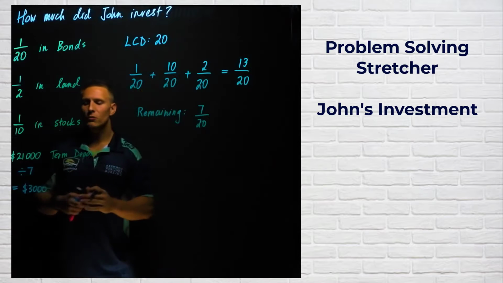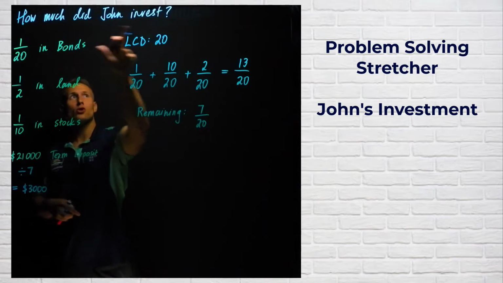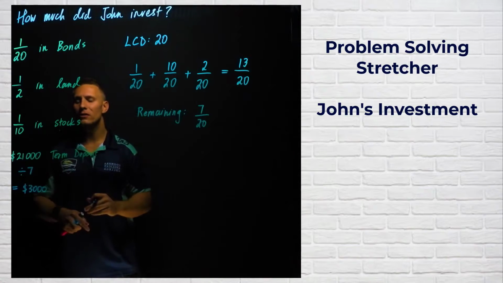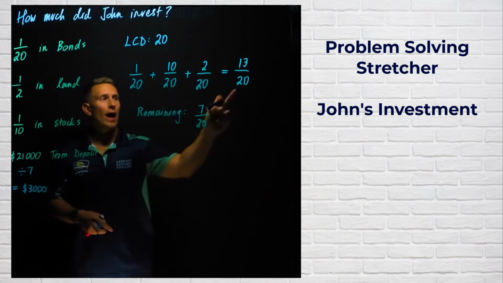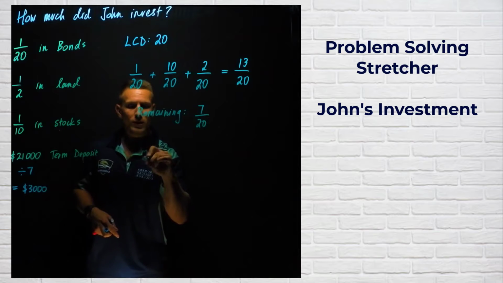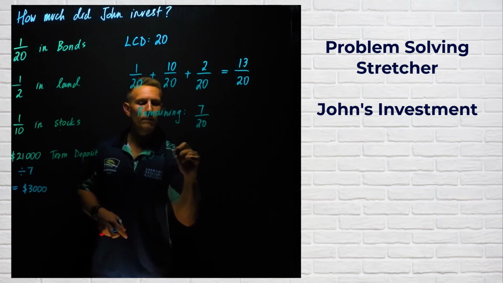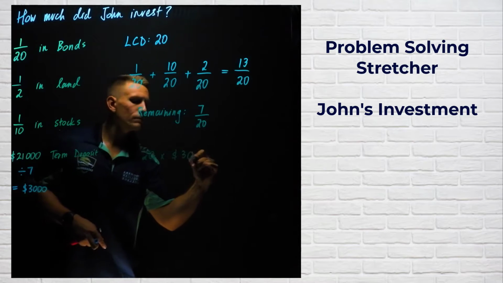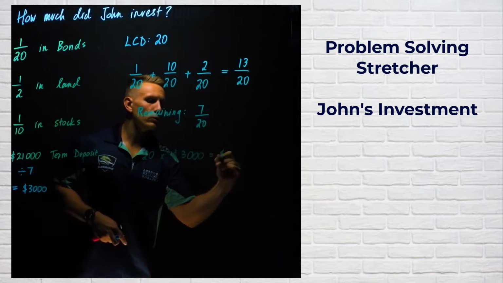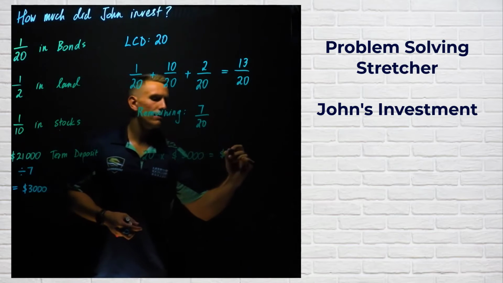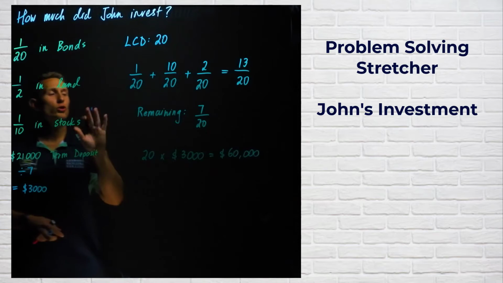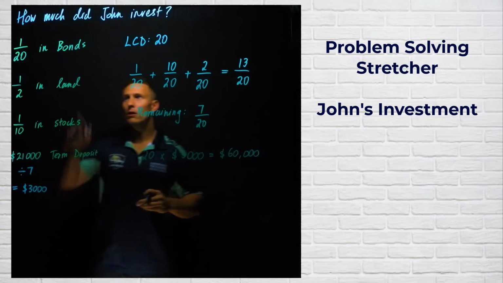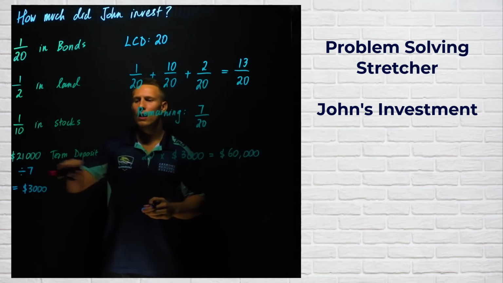So in order to solve this problem, work out how much did John invest in total, what we need to do is multiply 3,000 by our 20 parts. So 20 multiplied by 3,000 is equal to 60,000. So in total, John invested 60,000 in bonds, land, stocks, and the term deposit.